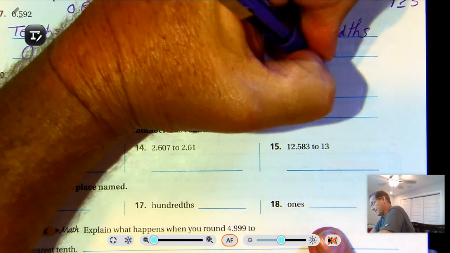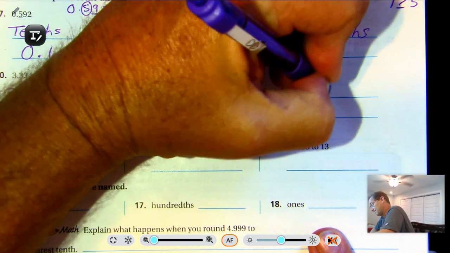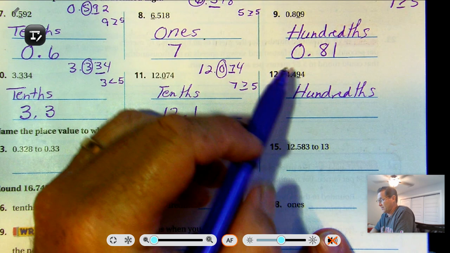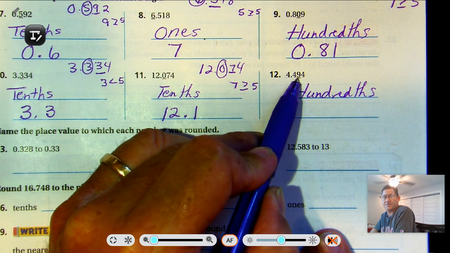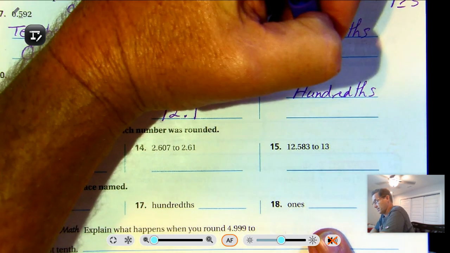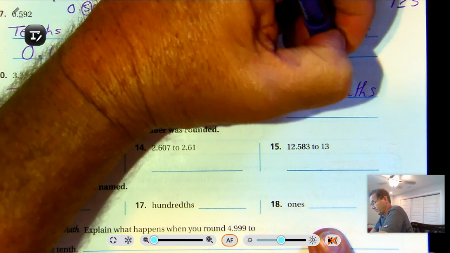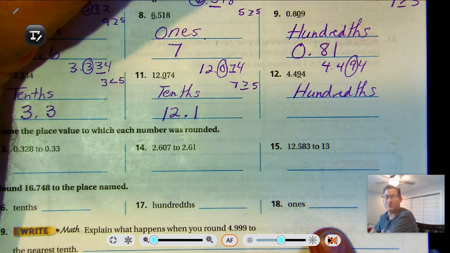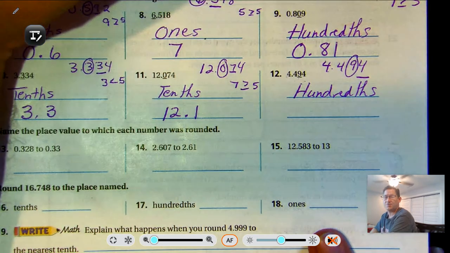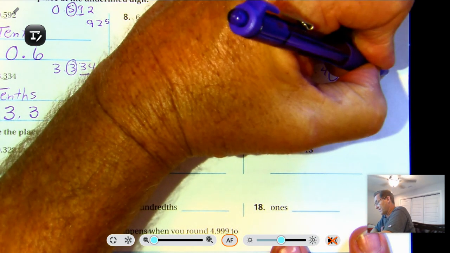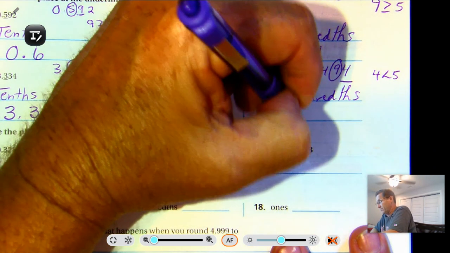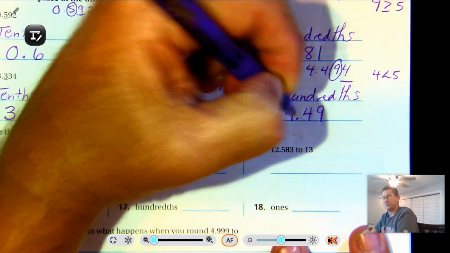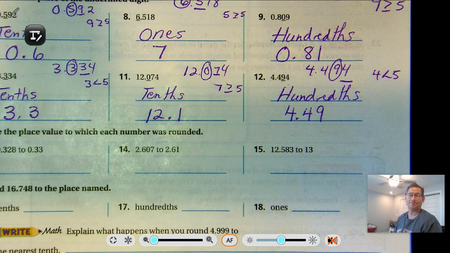4.494. The 9 is in the hundredths. Ones, tenths, hundredths, thousandths. All right, so we're rounding to the hundredths. 4.494. Circle the 9, which is in the hundredths place. Look to the digit to the right. Compare it to 5. 4 is less than 5. Round down, which means keep it unchanged. So the digit we circled remains 9. And we drop off the digits to the right of it.